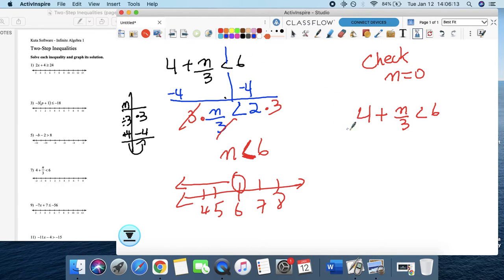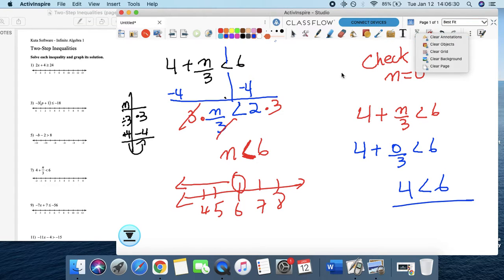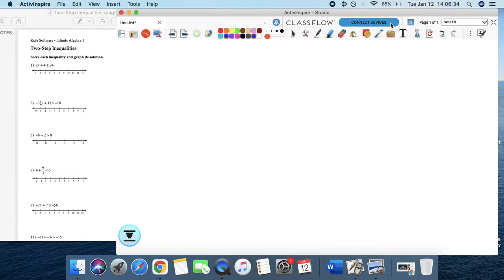So when I replace the n, it's going to look like this. 4 plus 0 over 3 less than 6. Well, 0 over 3 is just 0, and 4 plus 0 is just 4. So we got 4 less than 6. Beautiful. You will love the zeros in the future in terms of values for variables.